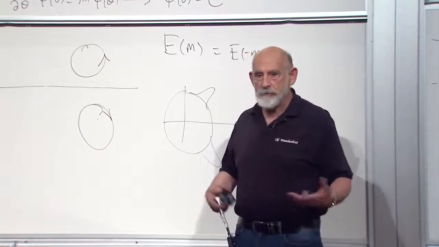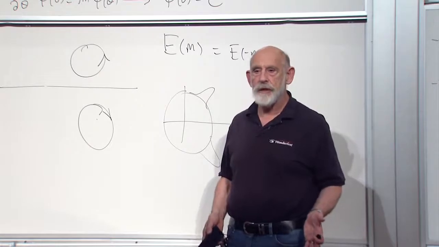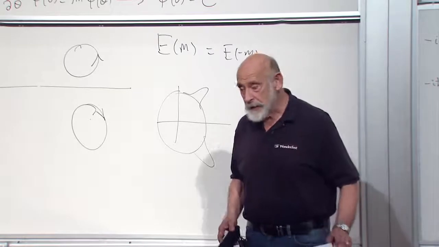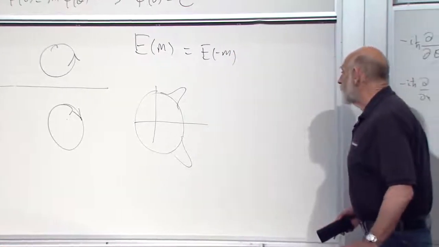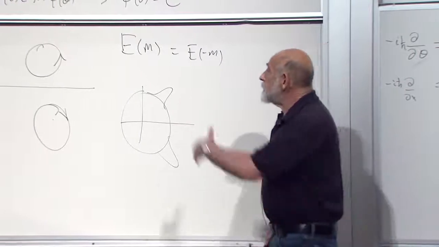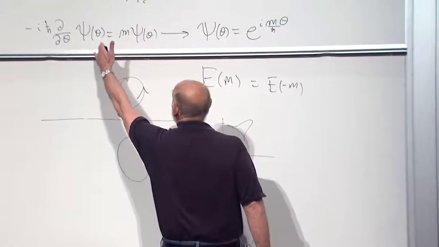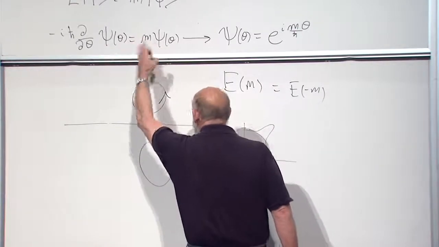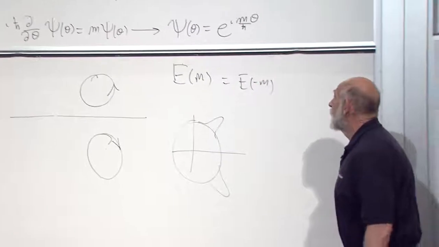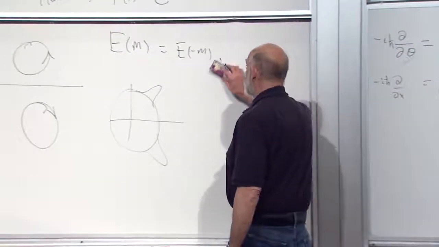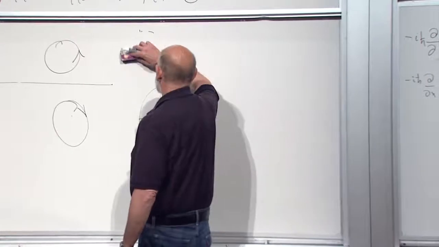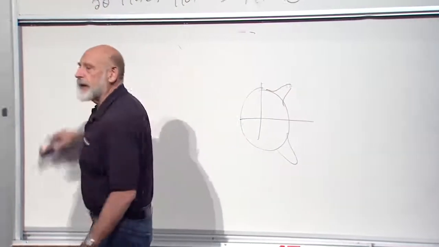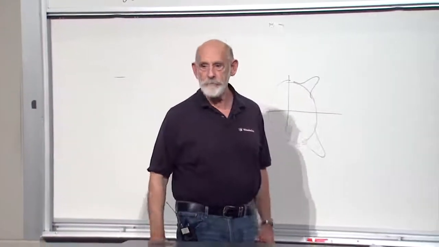Also, e to the i m theta is not the same as e to the minus i m theta. But the square of... Yes, but we don't. But that's right. But the square. This is the equation for the eigenvectors of psi, or the eigenvectors of angular momentum. It involves psi. It doesn't involve psi star psi. Yeah. That's the whole point of quantum mechanics. We have to work with wave functions, not probabilities.